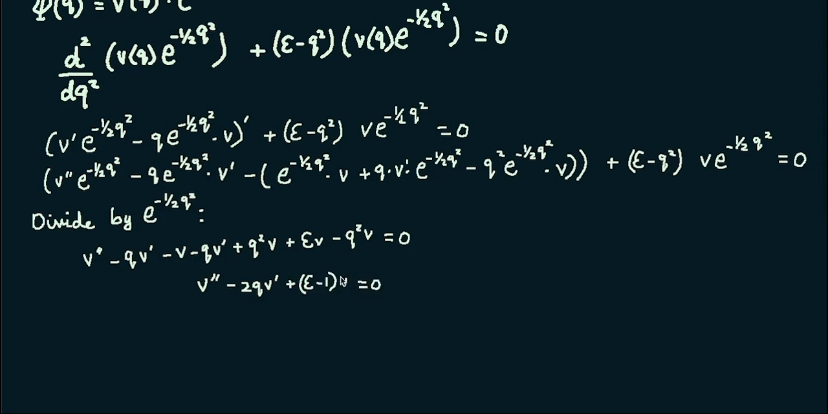So after some algebra, this equation is what we get. Now, this equation places a constraint on what v can be. Our v has to satisfy this equation over here. So we'll call this equation 3.